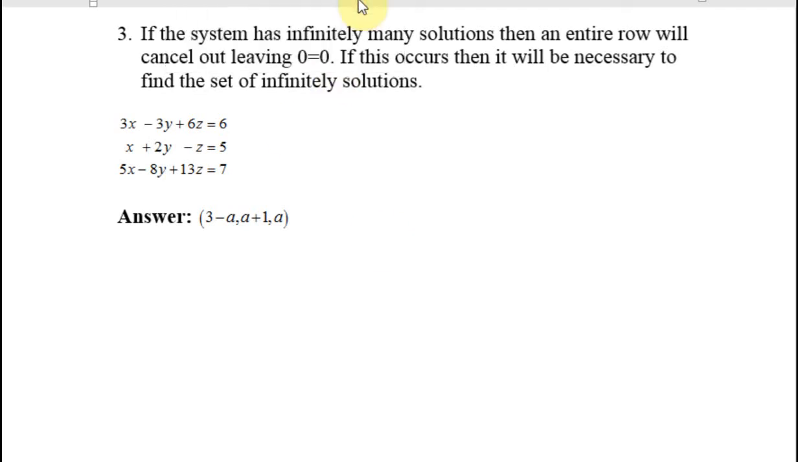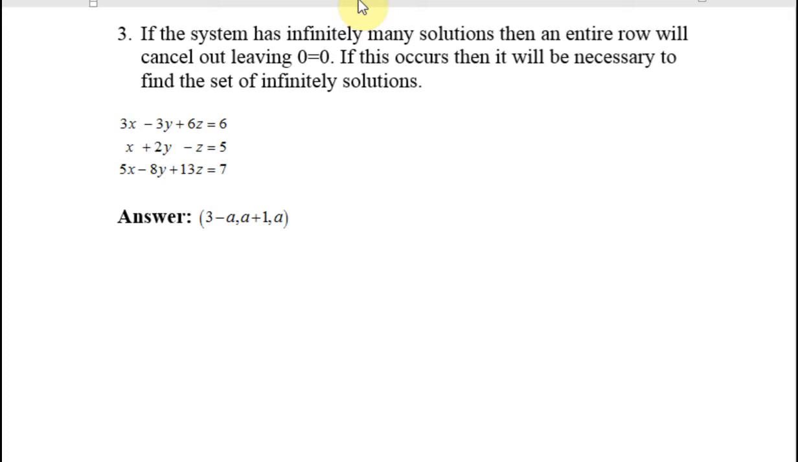Let's look at this problem. Note here, if a system has infinitely many solutions, what that means is that when you convert the system to a matrix, you will have a row of all zeros. And if you have that, then that's simply saying that we're going to have infinitely many solutions. That's one way to get infinitely many solutions.